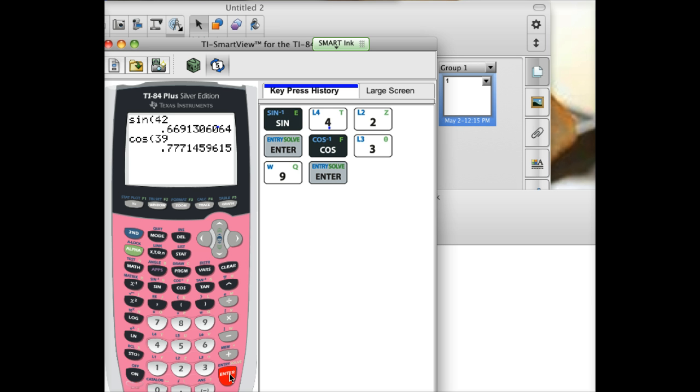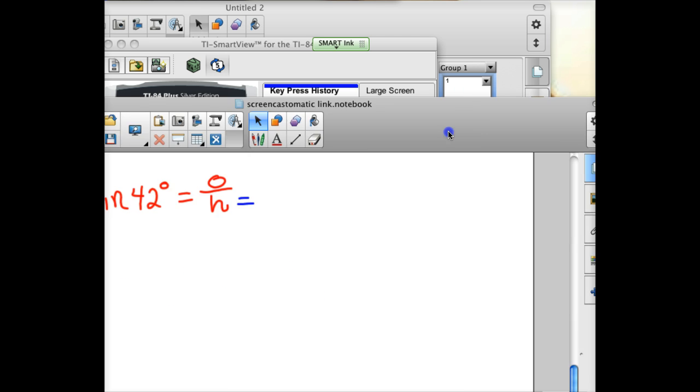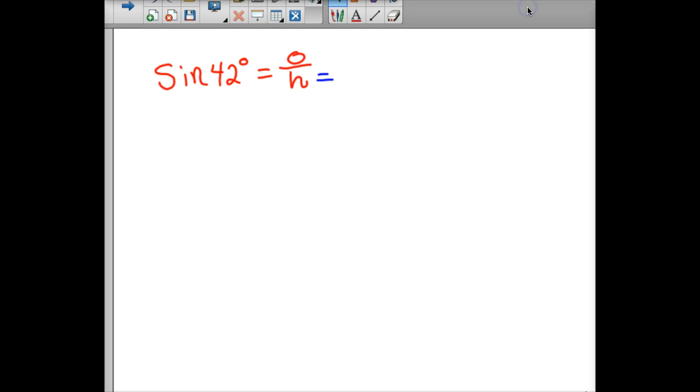If I divide the adjacent side by the hypotenuse, I'll always get 0.777. Let's try tangent of 45 degrees, and then I'm going to discuss why this makes sense. Notice I get a 1. All right, let's show you why you get a 1 for that.